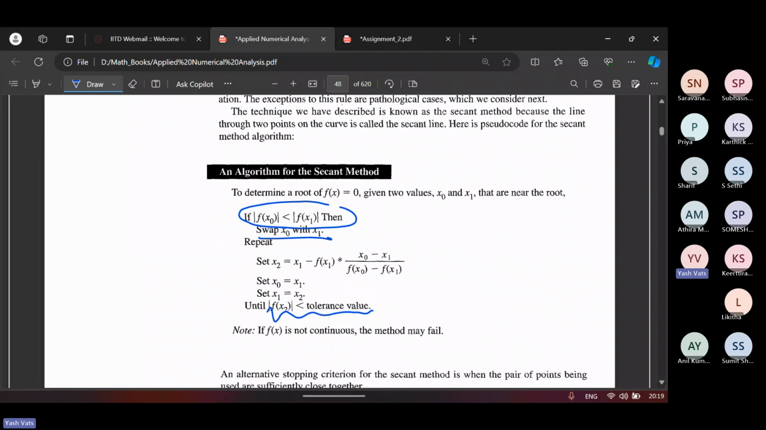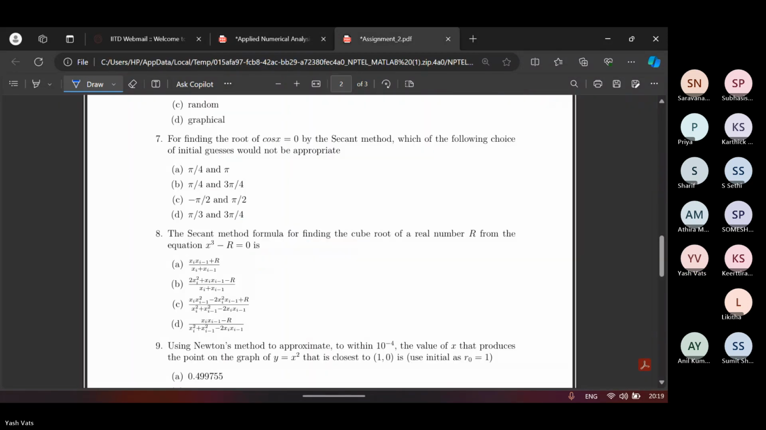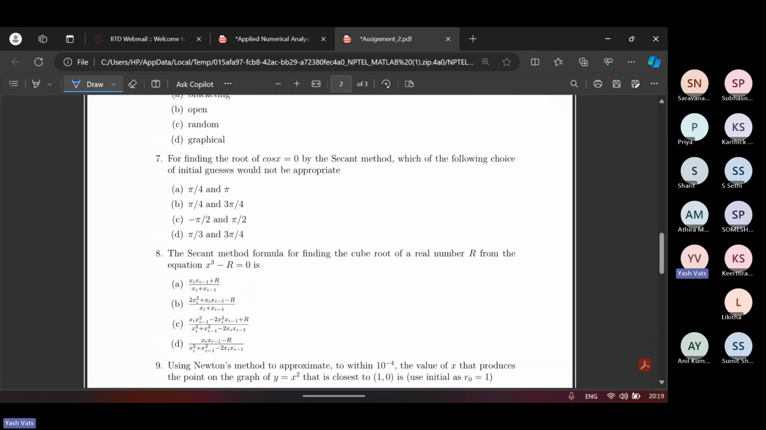So what is the question now? For finding the root of cos x equals 0 by the second method, which of the following choices would not be appropriate? It's just a basic conceptual question: you need to start the initial guesses around the zero of the function. So where is cos x zero? Pi by 2, 3 pi by 2, 5 pi by 2, right? So which one should not be correct?